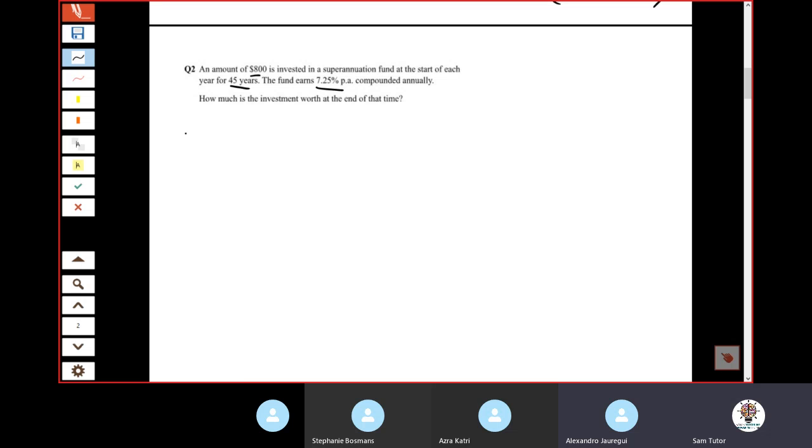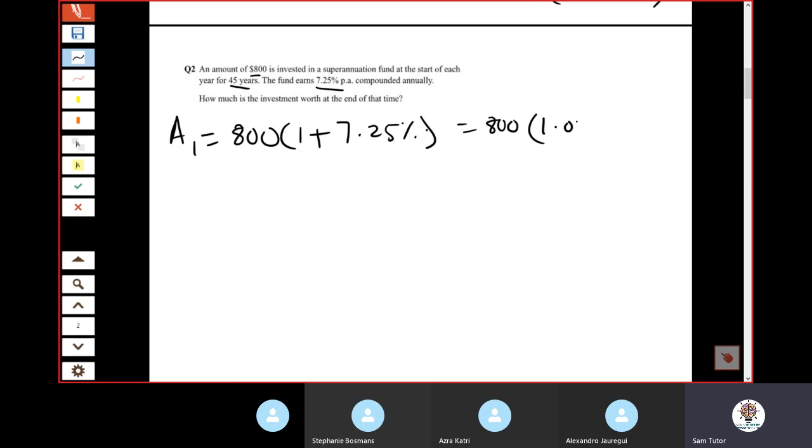We'll do A1 together. So A1 is going to be 800 times 1 plus 7.25%. I personally don't like writing it like this, so we write it more like this: 800, and then in simplified form, 1.0725. Okay, good job.